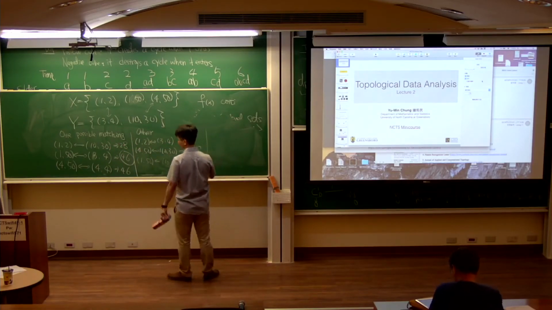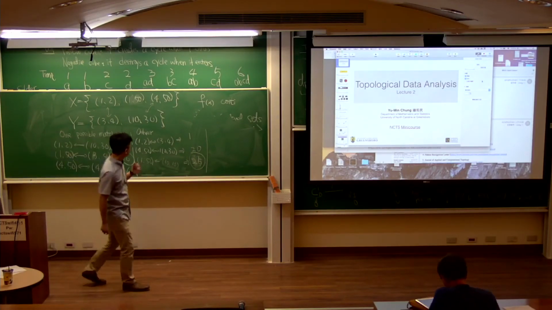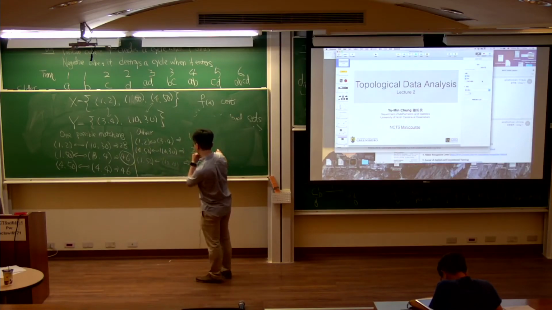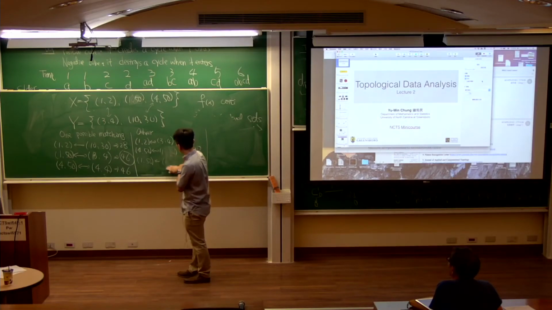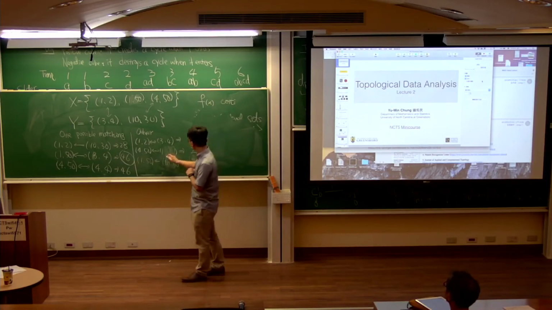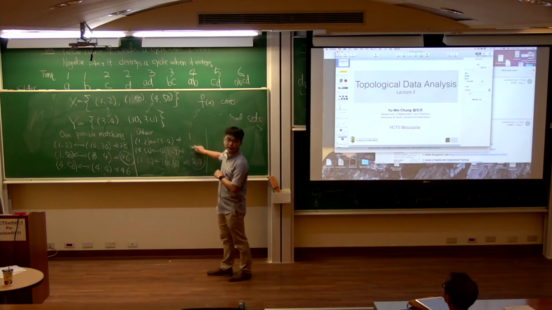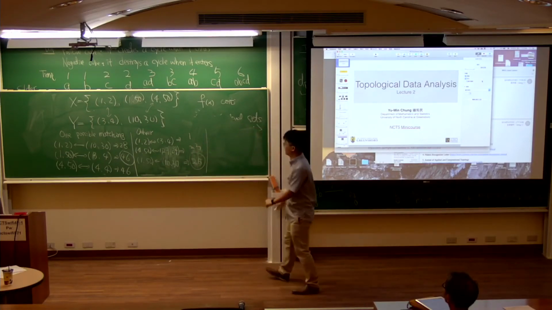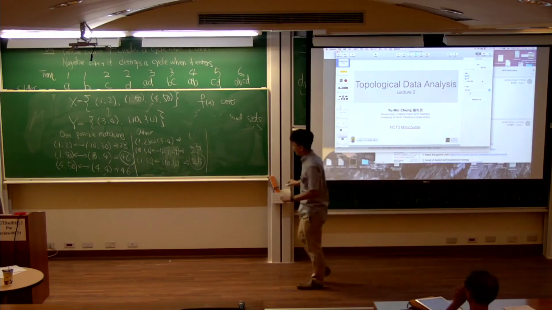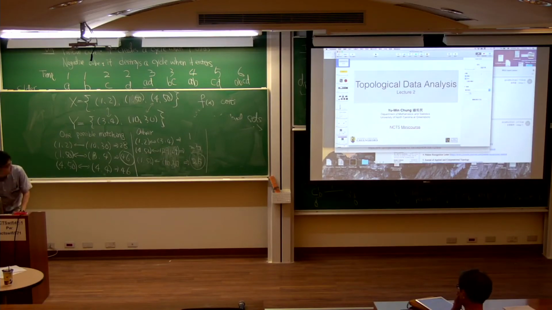Minimize 1 minus b and 15 minus b. I think the best one is this. If you match this to 10-30, and you match this to 27, then you have 23. Okay, so that's it. It's a very fun exercise. You should try to do it.